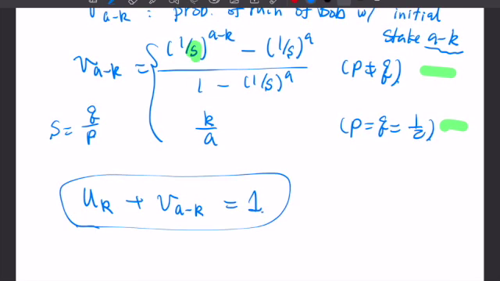Okay, so what does this mean? uk is the probability of Alice's ruin starting from k dollars, and v a minus k is the probability of Bob's ruin starting from a minus k dollars. So together, the game ends either in Alice's ruin or Bob's ruin. So the game can stop in either way. So that happens with certainty. That is probability of 1. So that's what this means. So this game ends certainly, almost certainly.